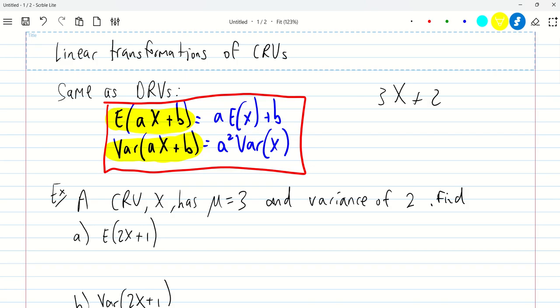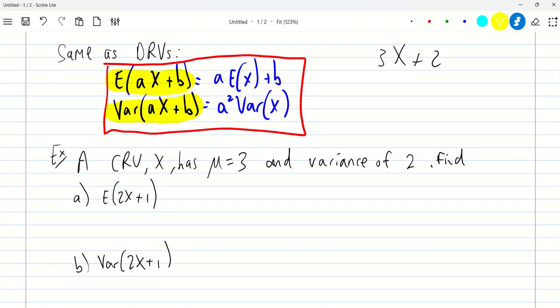The variance of a linear transformation of X: the coefficient of X comes out the front as a squared, and b is not part of the calculation for the variance. It doesn't matter where it is, left or right, in your probability distribution. The variance isn't affected by where it is. It just matters how wide everything is. So those are the two formulas, and they're the exact same formulas as in discrete random variables.